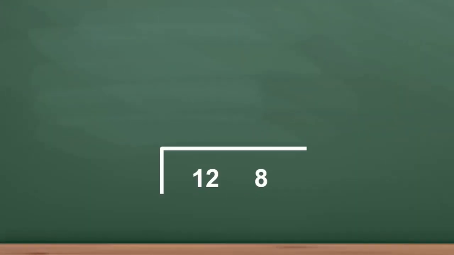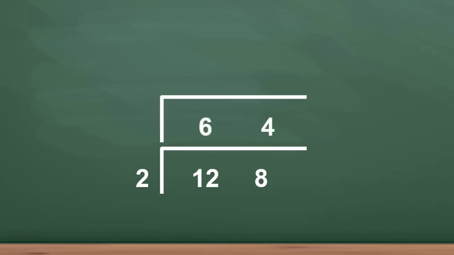What factor can be divided by both 12 and 8? Correct. 2. 12 divided by 2 is 6 and 8 divided by 2 is 4. What factor can be divided to both 6 and 4? Correct. 2. 6 divided by 2 is 3 and 4 divided by 2 is 2. Do we have a factor that can be divided by both 3 and 2? No more.